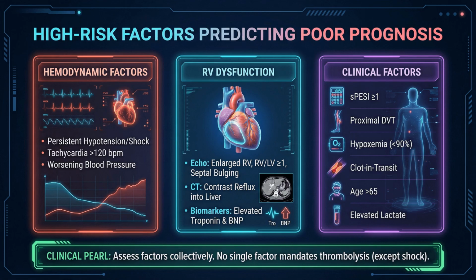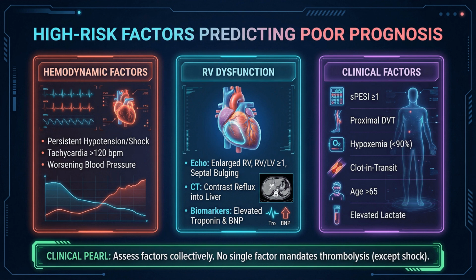Now, let's focus on the high-risk factors that predict a poor prognosis in acute pulmonary embolism. Recognizing these is crucial for risk stratification and guiding management. First, hemodynamic instability is a major red flag. Persistent hypotension or shock indicates that the embolism is severely compromising cardiac output. A heart rate over 120 beats per minute, especially if worsening blood pressure accompanies it, signals that the patient's cardiovascular system is struggling to compensate.